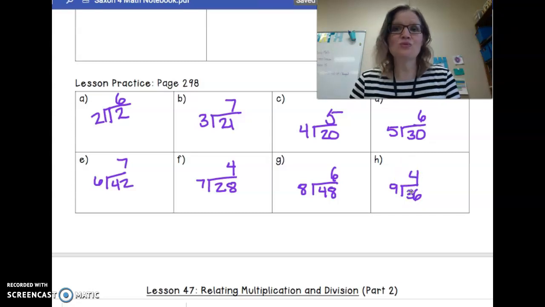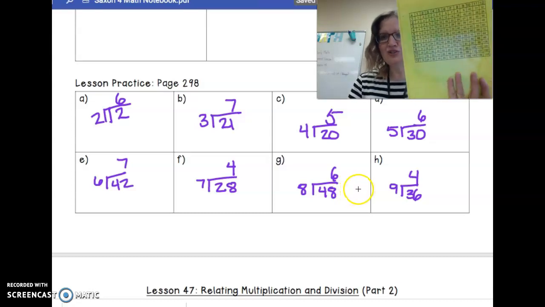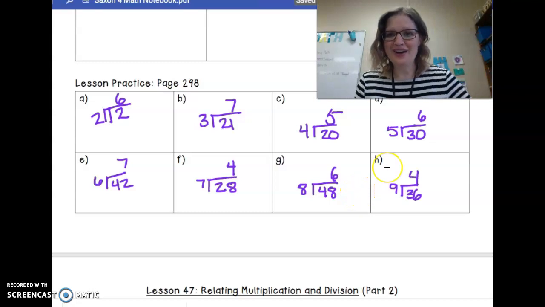As you can see, it's really important that you understand your math facts. It makes things so much easier. Until then, I encourage you to use your chart, and I wish you well on the homework.